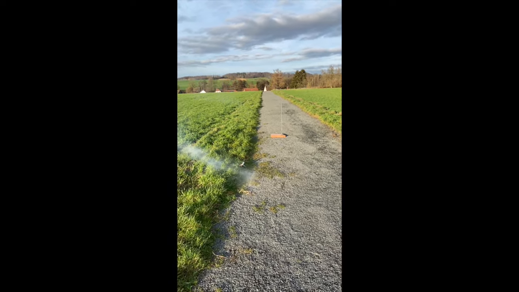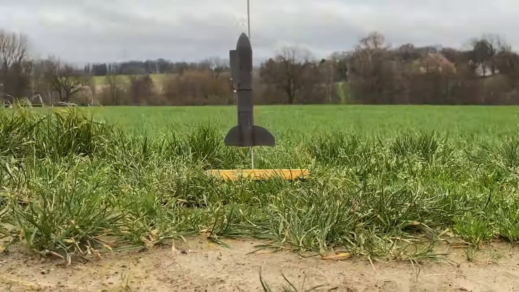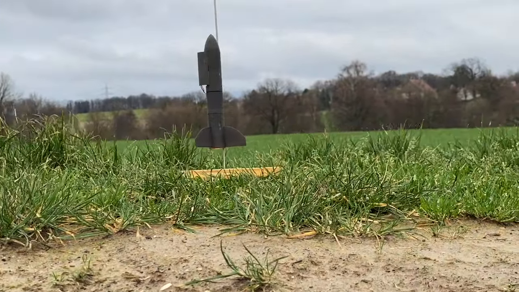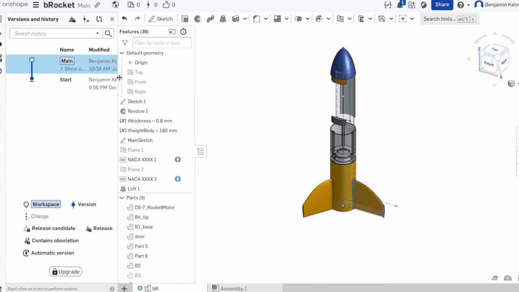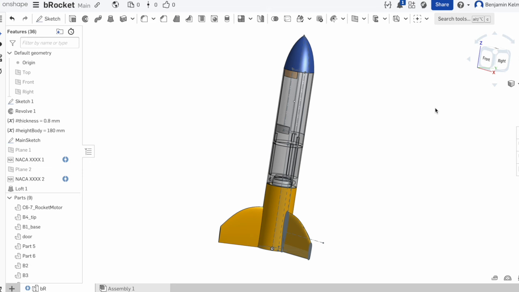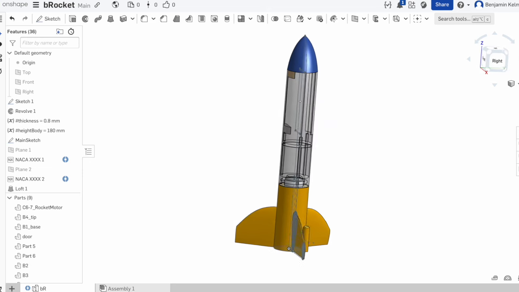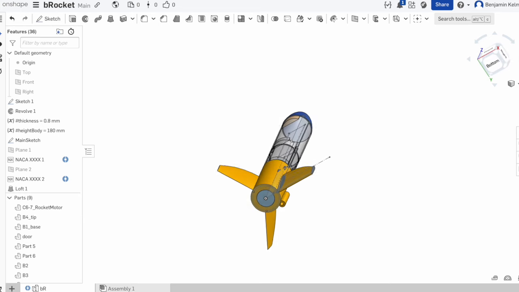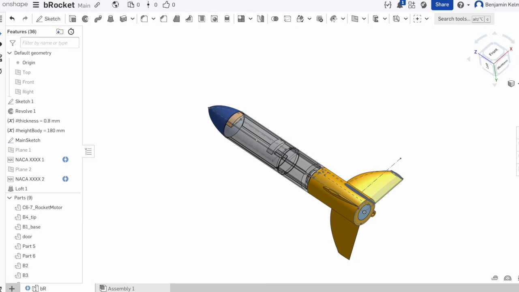And this year, around the same time of the year, New Year, I tried it again. But I stepped up the game. So I designed this rocket here. It's called the Baby Rocket, or bRocket for short. So this is the complete rocket, and you can see those three fins here. They are angled with 5 degrees, so this thing is spin stabilized.